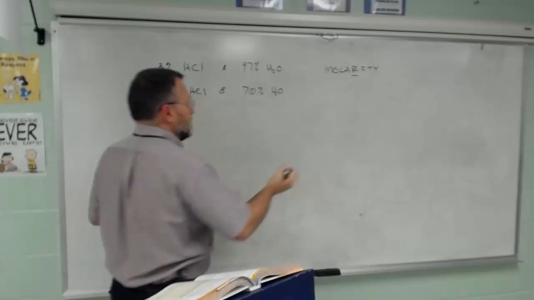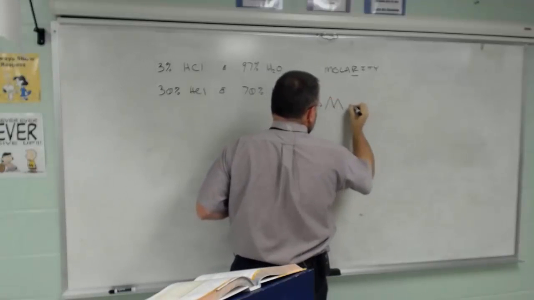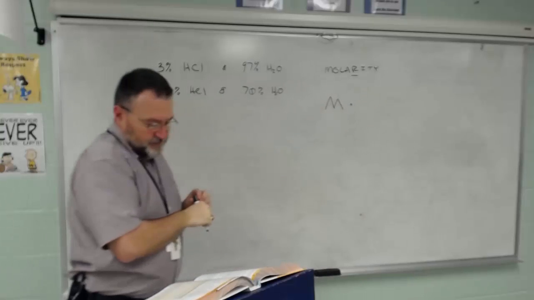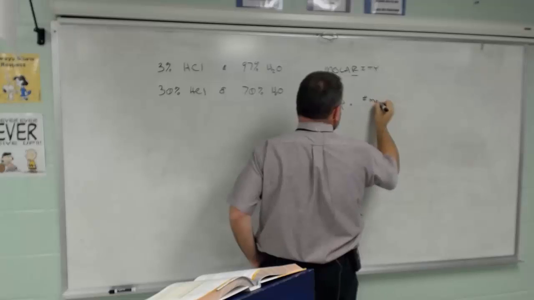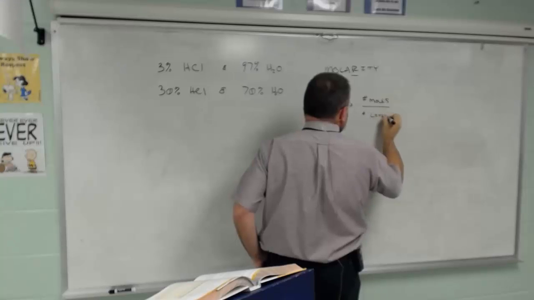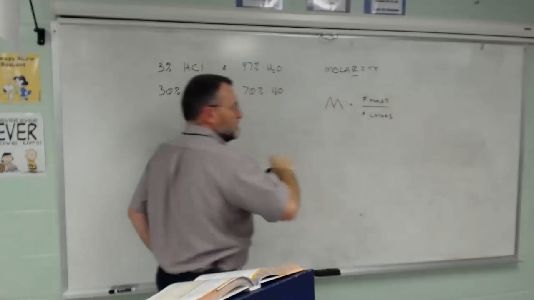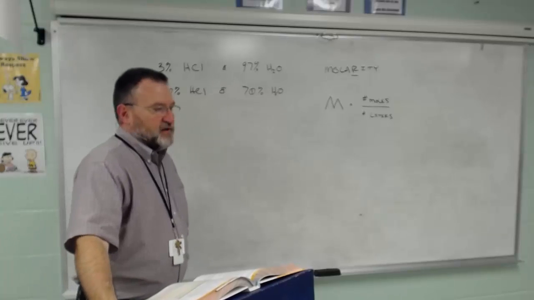So, in abbreviated form, capital M is the symbol. Molarity is equal to the number of moles divided by the number of liters. The molarity is the number of moles divided by the number of liters.